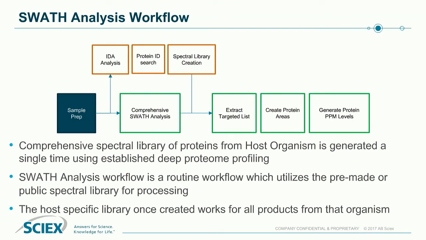The typical SWATH analysis workflow is shown on this slide here. One of the ways of processing SWATH data is through the use of a spectral library. So we need to have some information about what might actually be in the sample. This doesn't have to be absolute, and it can be over what we believe is in the sample.